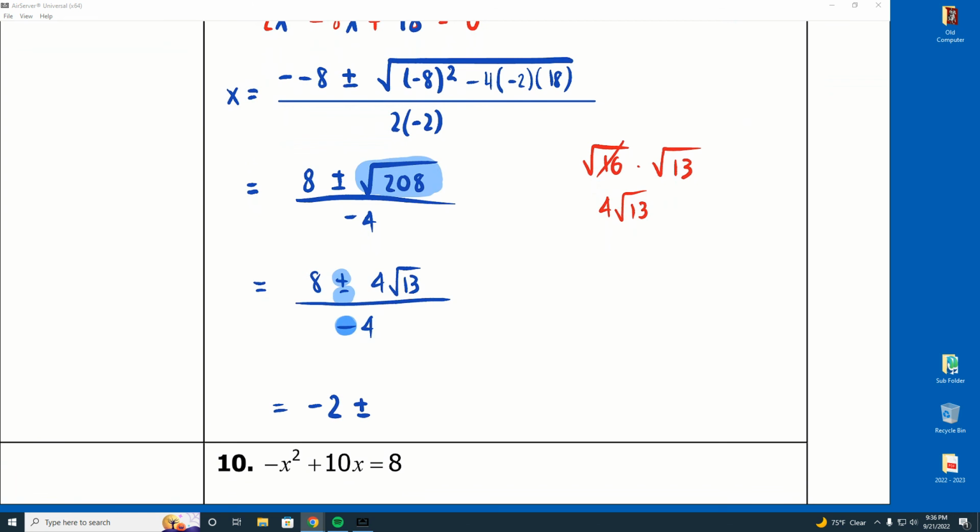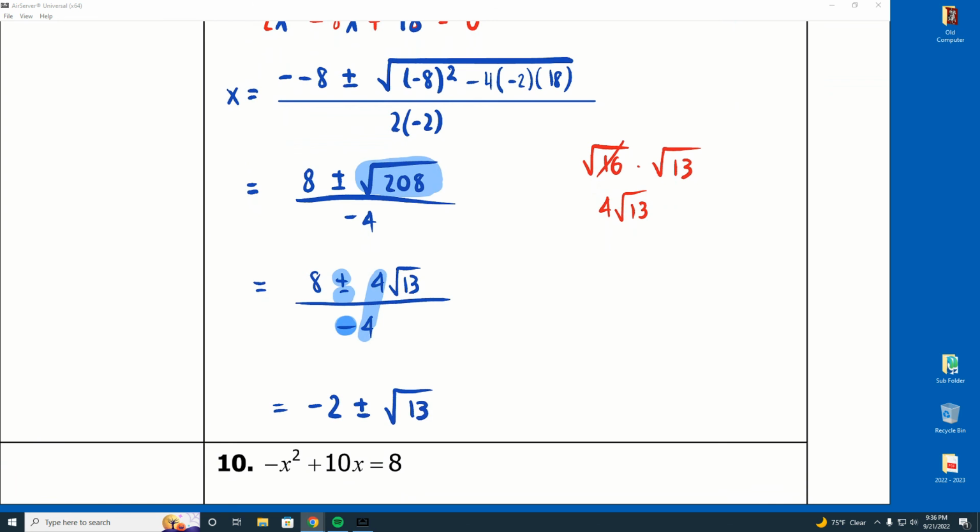So then I can just focus on, well, what's 4 divided by 4? Well, that's 1 times the square root of 13. And you can put the 1 there if you'd like, but it's just not necessary because if there's no number there, it's understood to be 1. So all of this here simplifies to -2 plus or minus the square root of 13. I hope that makes sense to you. That one's kind of tricky, but I think you guys can do it. I think you understand it.